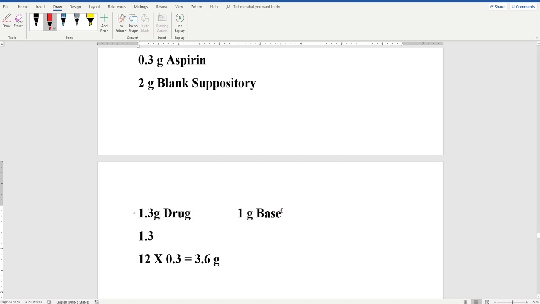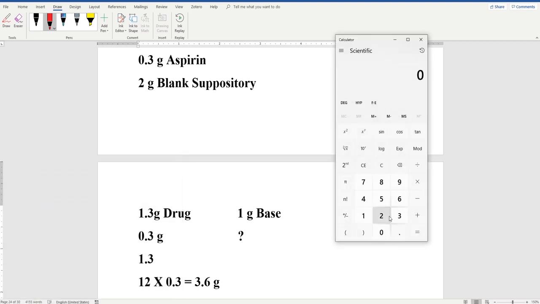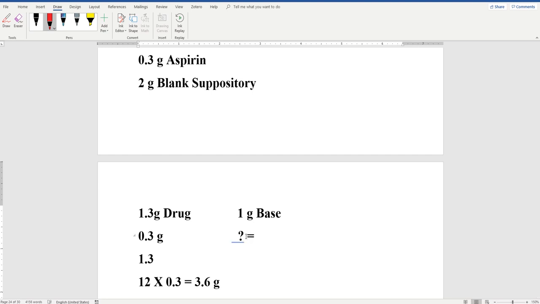Now, do I have 1.3 gram of the drug? No. The drug in each suppository will be equal to 0.3 gram. So here, I will write: 0.3 gram of the drug will displace how much? To answer this, you will multiply 1 by 0.3 gram divided by 1.3. Let's see the calculator. 1 multiplied by 0.3 gram divided by 1.3 equals 0.23. Okay, so the answer here, 0.23, right? Gram.